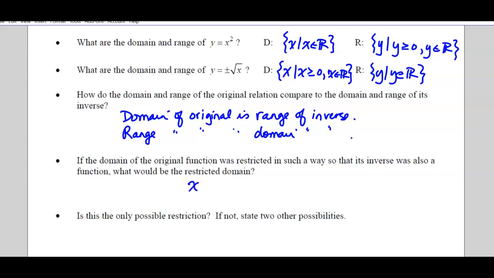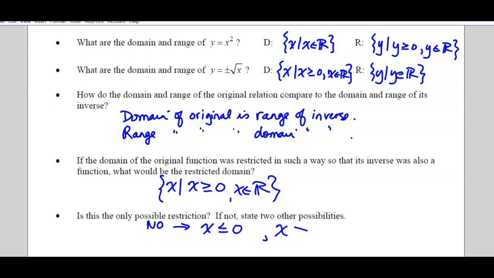Restricted domain, x greater than or equal to 0, or do you want x less than or equal to 0? Okay, just don't get an overlap there. So then x less than or equal to 0. You could say x greater than or equal to 1, or x less than or equal to negative 1.